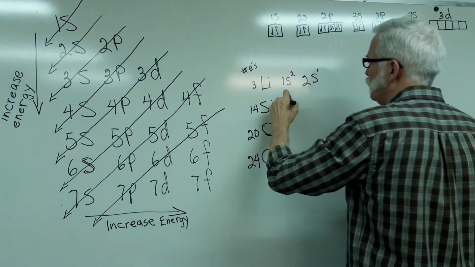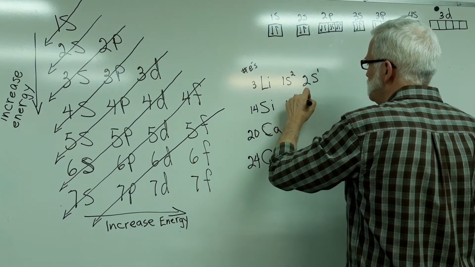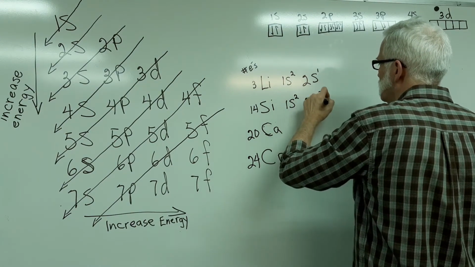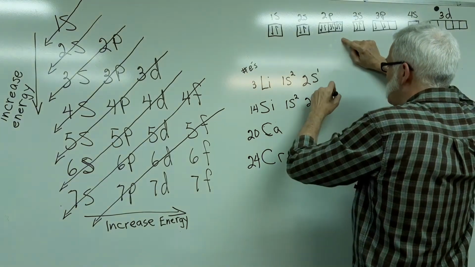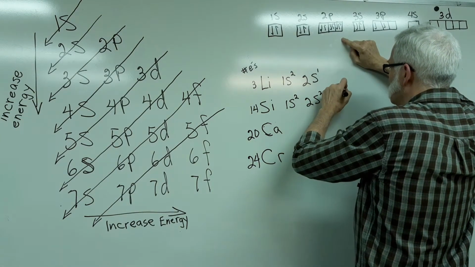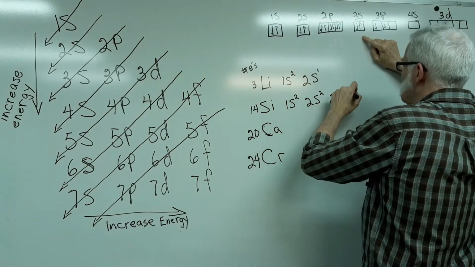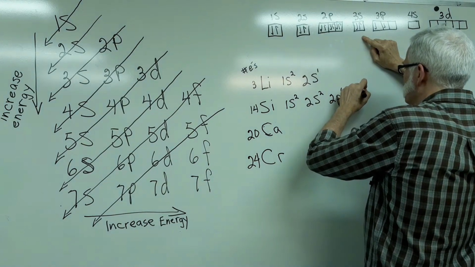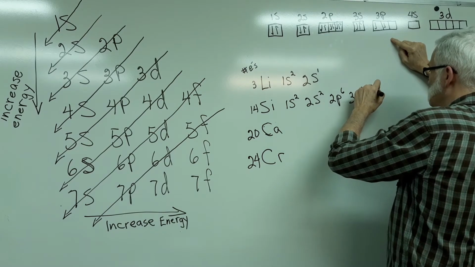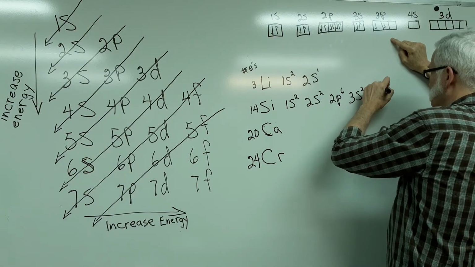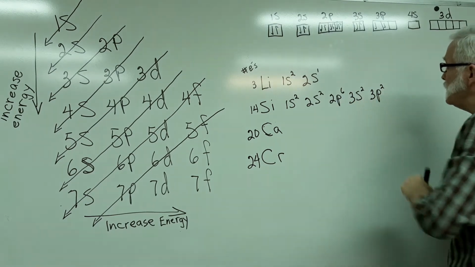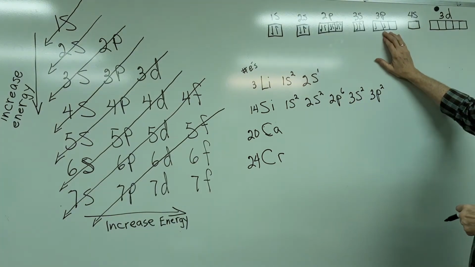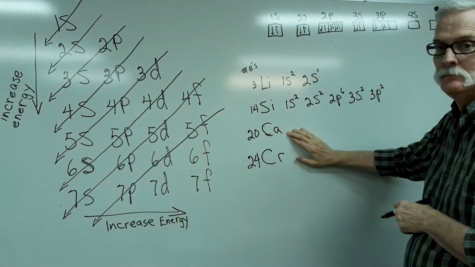Okay? So that's going to give us 1s2, 2s2, 2p6, 3s2, and 3p2. What do we have? 2, 4, 10, 12, 14. And we have 2 unpaired electrons. Notice that?